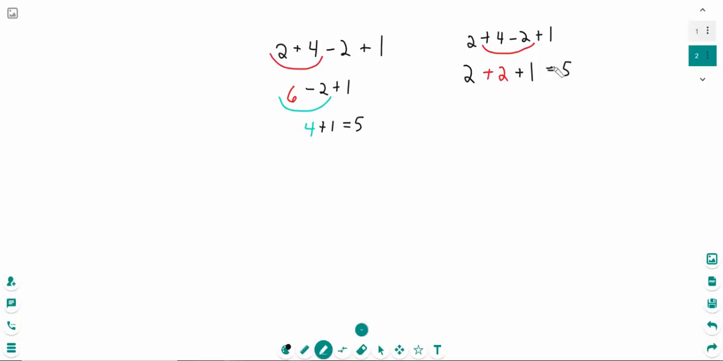All right, so we still got the same answer. 5 here, 5 here. We just approached it differently. Here we kind of worked our way down the line. Here we kind of started in the middle and then added the rest to it. Still get the answer of 5. In addition and subtraction, it doesn't matter which one you do first. You can pick and choose the order.